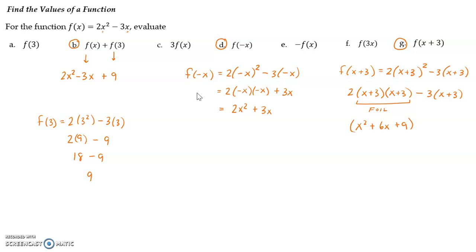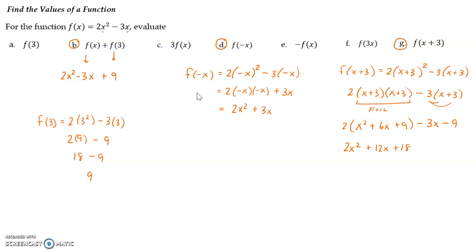Now we still have to go ahead and multiply this whole thing by 2. So let's go ahead and do that. We've got 2x squared plus a 12x plus 18 once we distribute that 2 all the way through. Right, let's go ahead and calculate the rest of this. Remember, we had the minus 3 times the x plus 3 here at the end, so we want to go ahead and distribute that negative 3 times each piece. So we're going to get a negative 3x and a minus 9 here at the end.